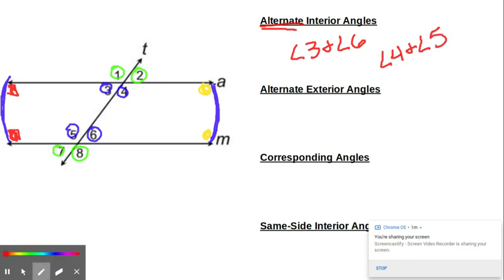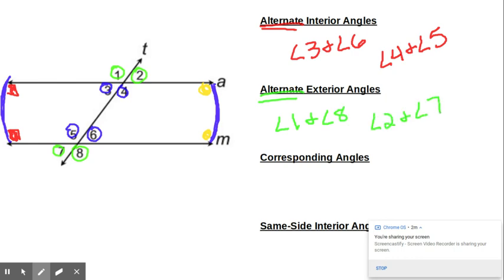How about alternate exterior angles? So I'm looking for the exterior angles 1, 2, 7, and 8. And I'm looking for the ones that are alternate, opposite sides of the transversal. So if I start with angle 1, it's not angle 2 because angle 2 is right next to it. Those are a linear pair. We already know what linear pairs are, so it can't be 1 and 2. I'm looking for the opposite side of the transversal on the other side of the car. So in this case, it's got to be angle 1 and angle 8. The other pair that we could point out were angle 2 and angle 7.